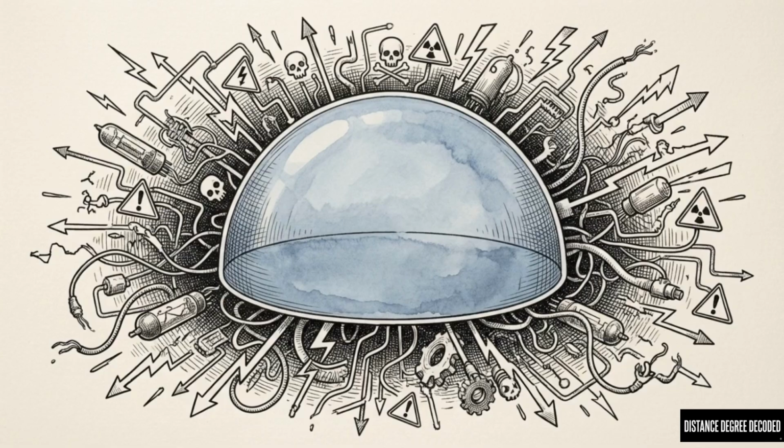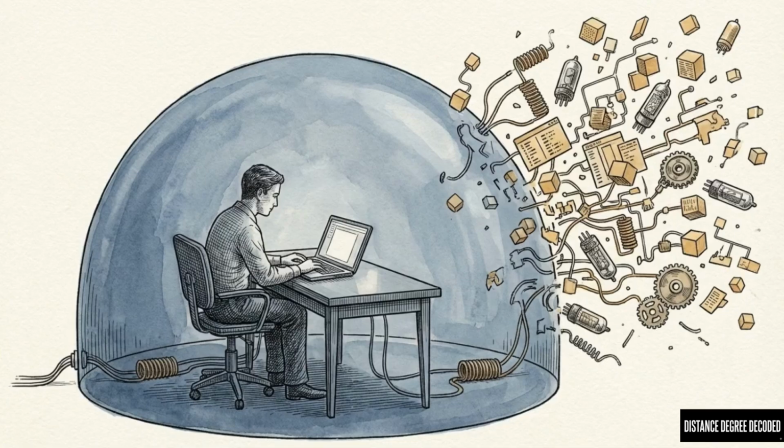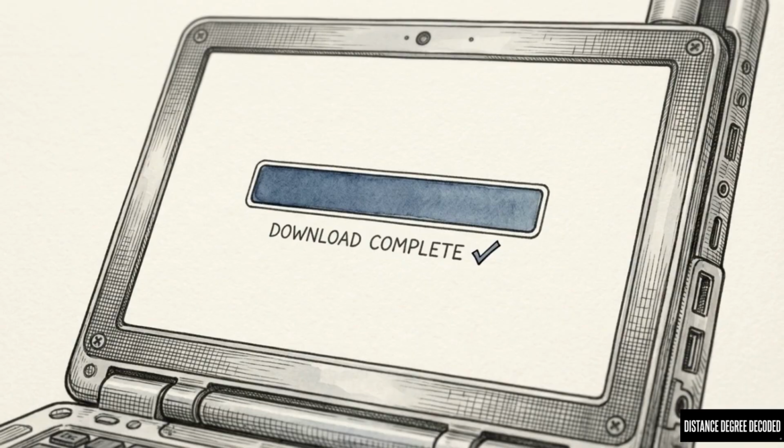It is this invisible software shield that hides the frantic, fractured reality of network routing. It protects the user from the chaos of the backbone, giving us the illusion of a flawless, continuous connection every time we click download.